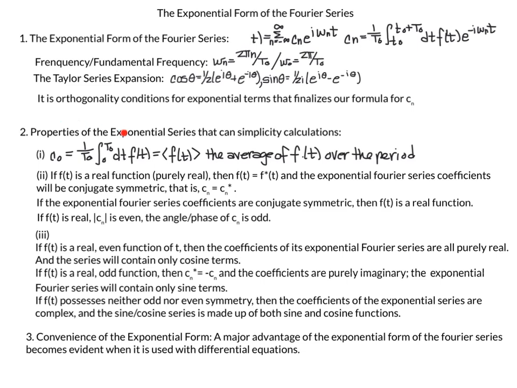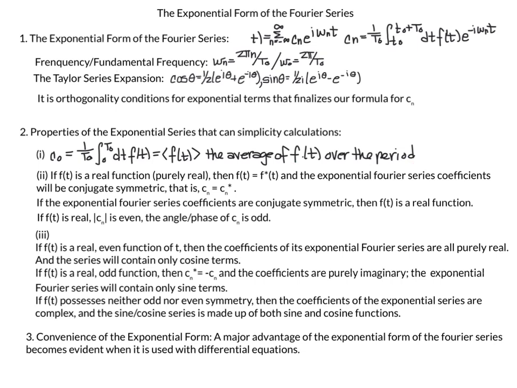Next, we'll go over properties of the exponential series that can simplify calculations. The first fact is that c_0 is equal to the average of f of t over the period. The second fact is that if f of t is a real function, if it's purely real, then f of t is equal to the complex conjugate of f of t. That's this asterisk sign, the complex conjugate, because the imaginary part is 0 if it's purely real.